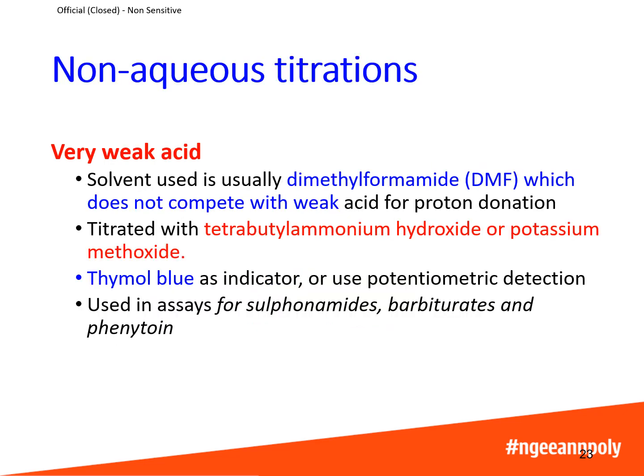For very weak acids, the solvent that is used is usually dimethylformamide or DMF, which also does not compete with the weak acid for proton donation. The solution is then titrated with tetrabutylammonium hydroxide or potassium methoxide. The indicator can be thymol blue or it can be potentiometric detection. And some examples are in the assay for sulfonamides, barbiturates, and phenytoin.